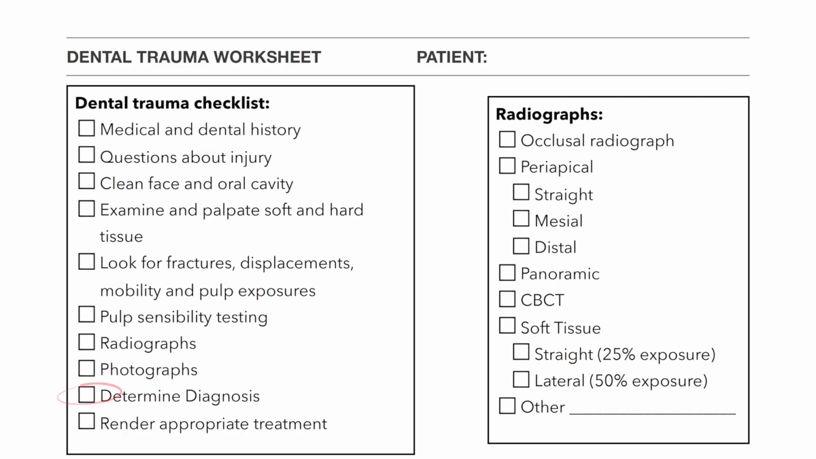The next step in the examination is diagnosis. On the checklist, you will notice that examining the patient, looking for fractures, pulp sensibility testing, radiographs, and photographs, it's all data gathering. You're gathering information in those steps to better understand what has happened. It is always important to not get tunnel vision too soon and label a diagnosis too early without all the information. I will start to create a differential diagnosis during the data gathering.